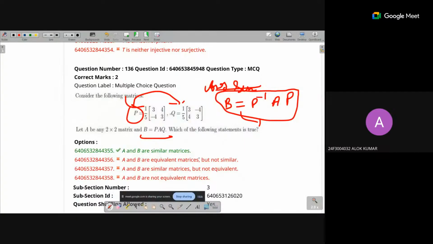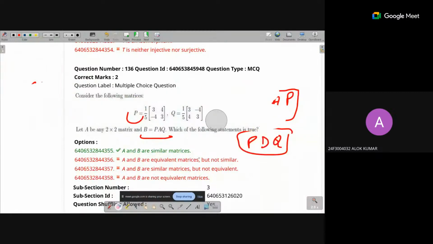So you directly check whether P and Q are inverses of each other or not. How to check the inverse? Basically, if you multiply the two matrices and you get the identity matrix, then P and Q are inverses of each other. So you can directly multiply those two matrices and see whether you get the identity matrix or not. Understand the conditions of similar matrix and equivalent matrix.